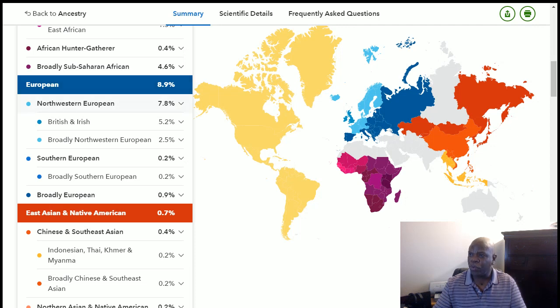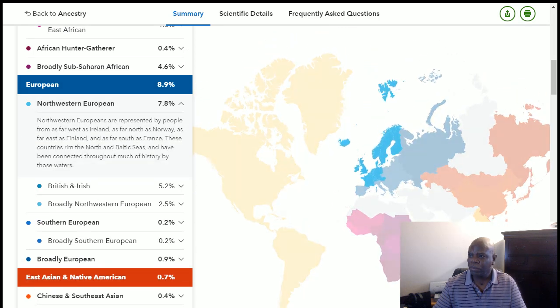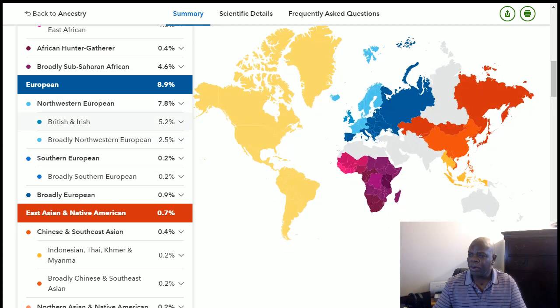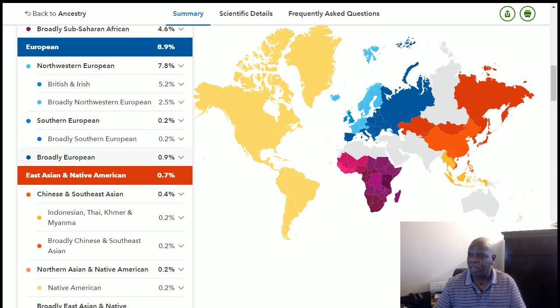European, it goes to 8.9%. Northwestern Europe, okay. British Irish is 5.2%. Broadly Northwest European is 2.5%. Southern European is 0.2%. And broadly Southern European is 0.2%. And broadly European is 0.9%.